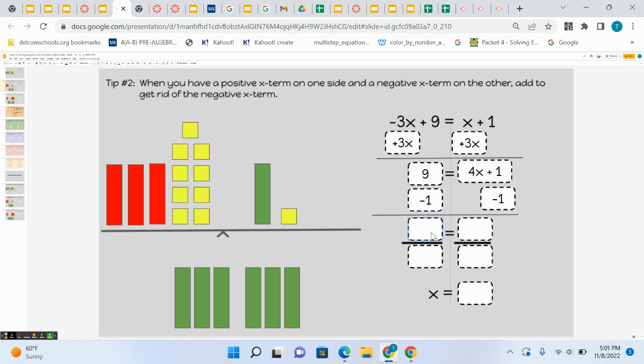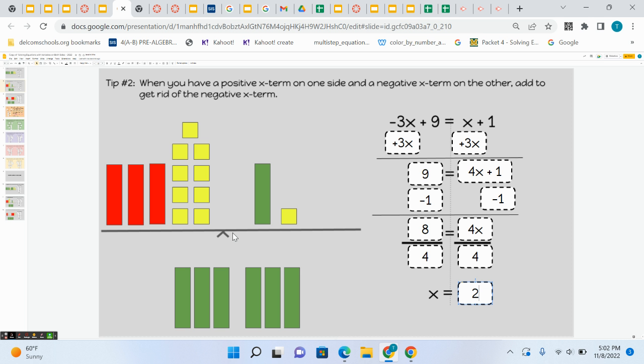Because you want to get the x's alone. Look here on the left. You have 9 minus 1 is 8. Over here on the right, the 1 minus 1 cancels. You're left with 4x. You have 8 is equal to 4x. Now think about how to get rid of a multiplied number, because you want to get x completely alone. 4 is multiplied to x. So to get rid of a multiplied number, I divide each side by 4. And that leaves me with 8 divided by 4, which is 2.